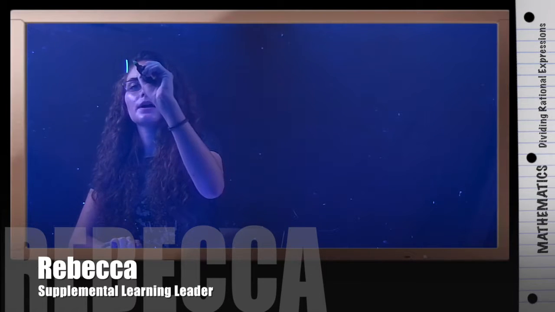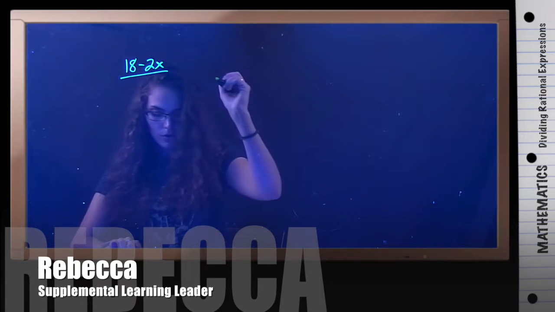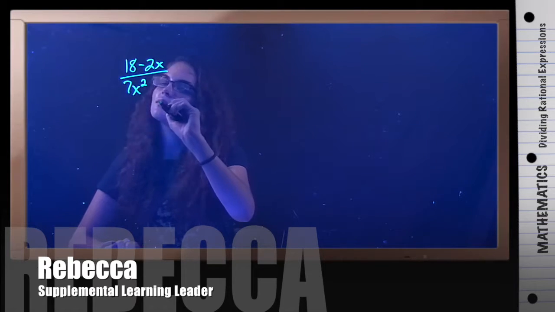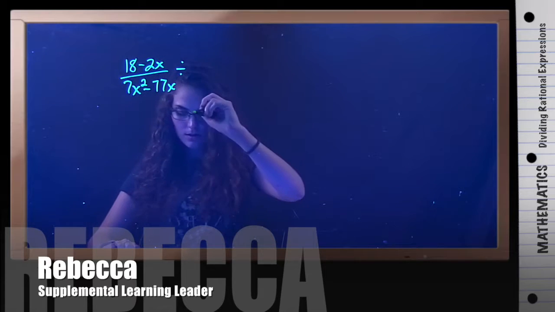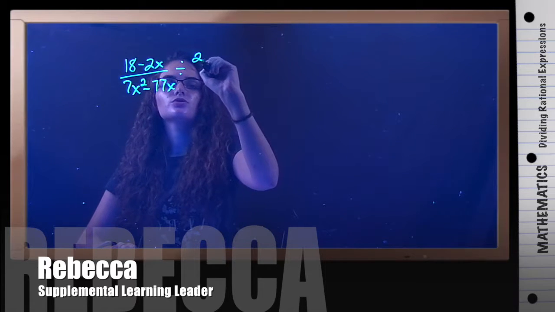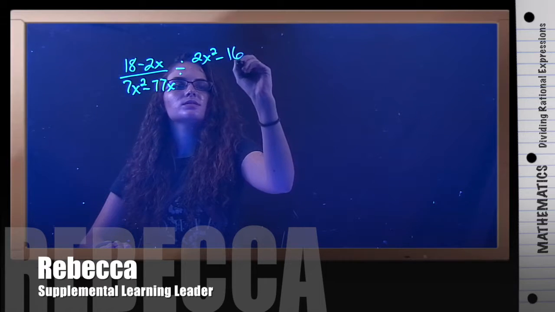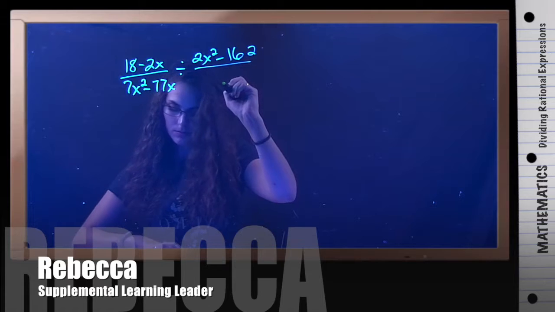For this example, we're going to divide (18 minus 2x) over (7x squared minus 77x) divided by (2x squared minus 162) over 7x.